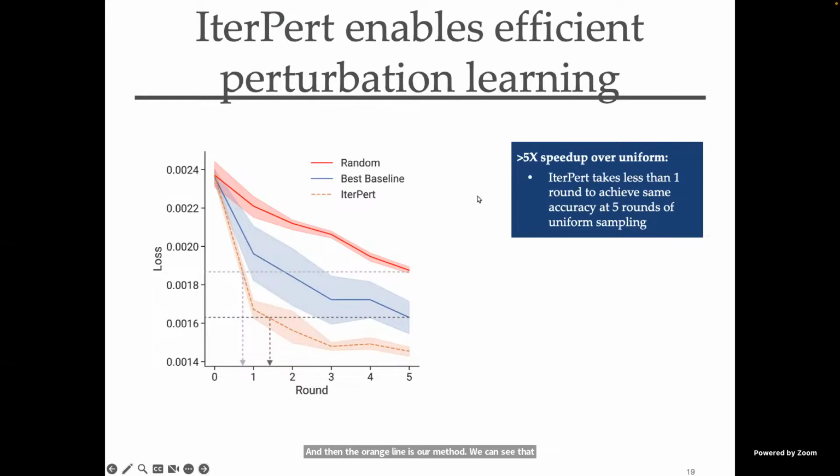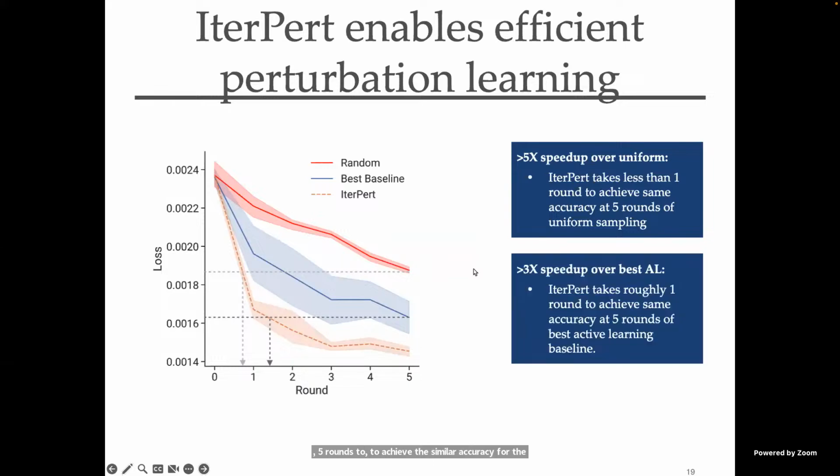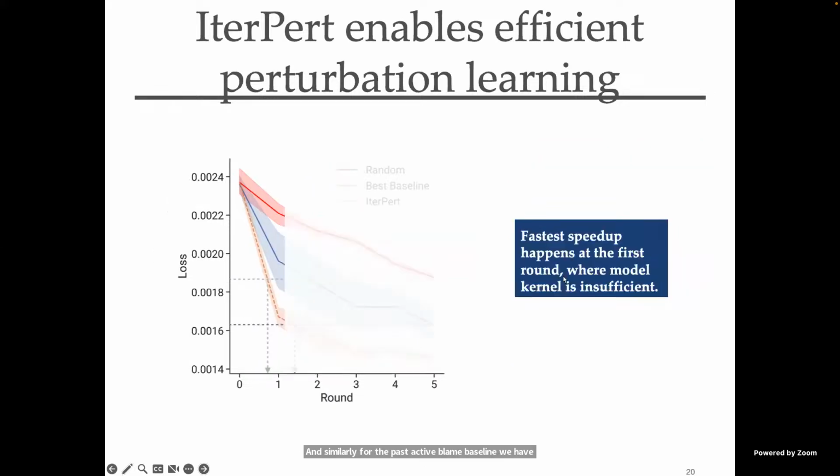For example, just to give a sense, I think it takes five rounds for random sampling to achieve the accuracy that we achieve in less than one round. And similarly, for the best active learning baseline, we have more than 3 times speed up. Also, just to zoom in a bit, we find that the fastest speed up actually happens in the first round, which matches our data analysis, showing that in the first 2 rounds, the information is most useful.